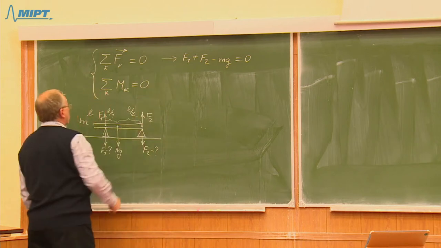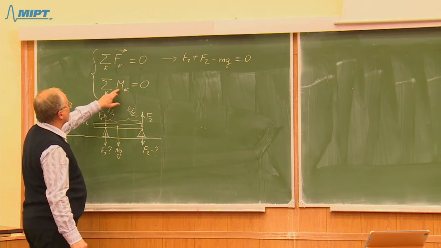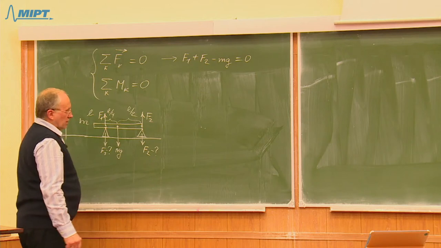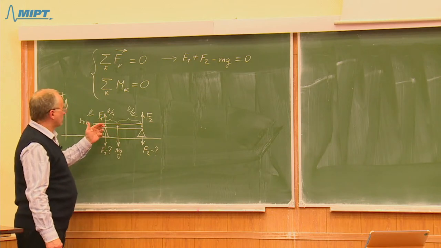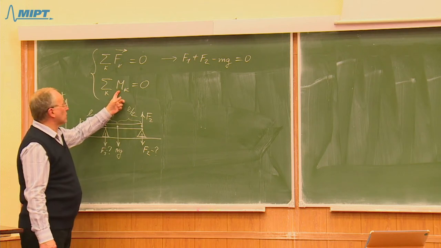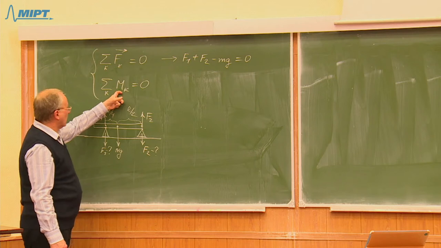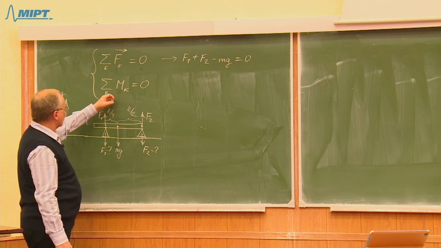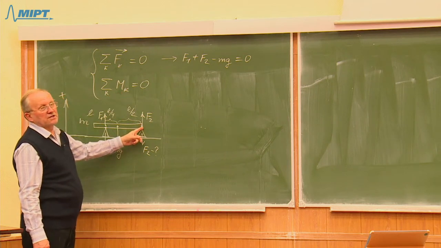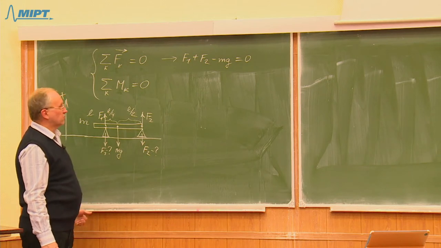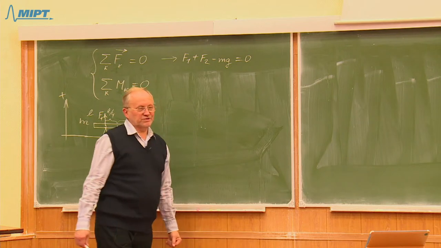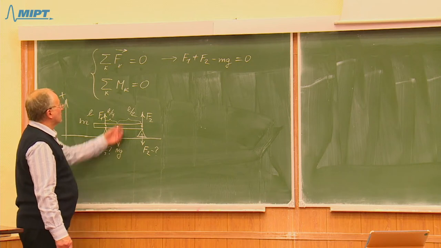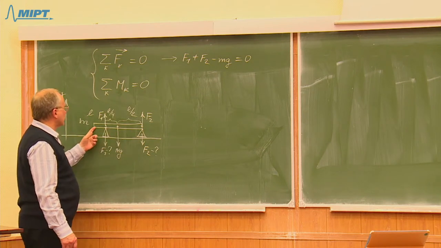Now the second condition. The second condition requires us to calculate all the torques acting on the object. I remind you of the definition of a torque. What is a torque? In order to use this quantity, we have to remember the definition of it. The definition of a torque is that the torque equals the force times the arm of the force. And the arm of the force is the shortest distance from the axis of rotation to the line of action of the force.